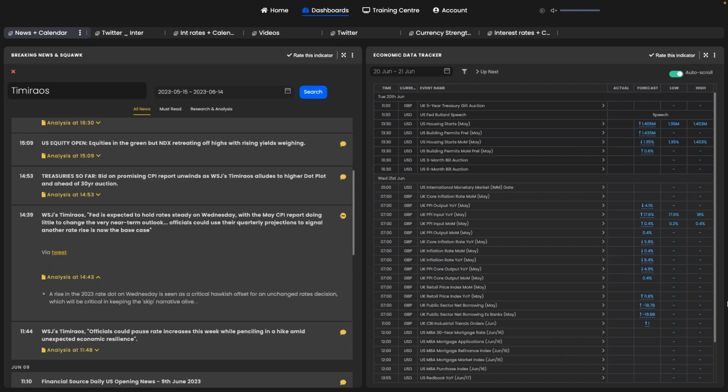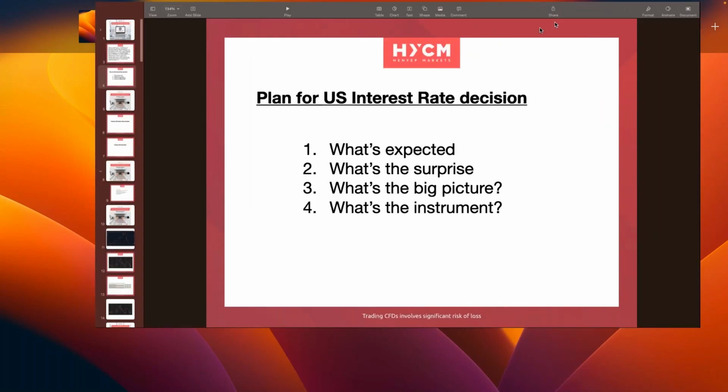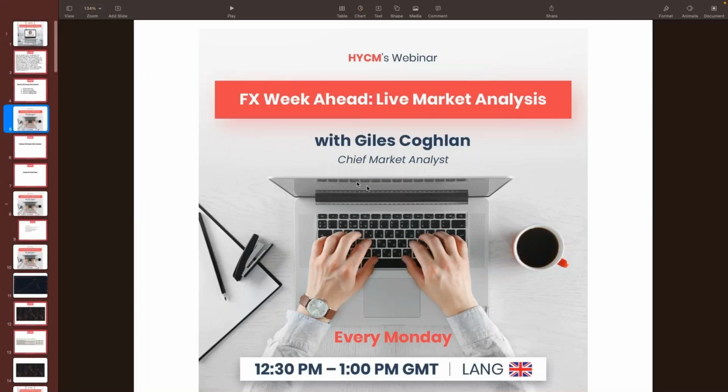And then Thursday, we've got the Bank of England meeting. So make sure you come back on Monday and pick up the Monday analysis, and I'll get us ready for that CPI print for the UK.